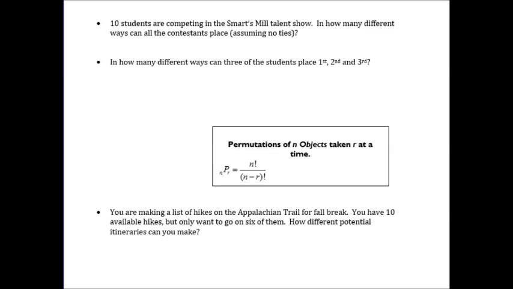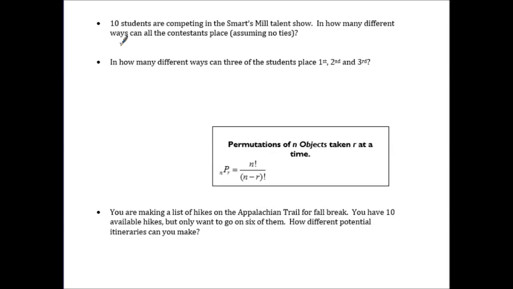So let's look at this next example. 10 students are competing in the Smart Smil talent show. In how many different ways can all the contestants place? First place, second, and so on. And that is assuming that there are no ties, no two students in the same placement.